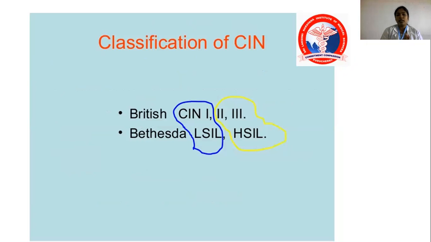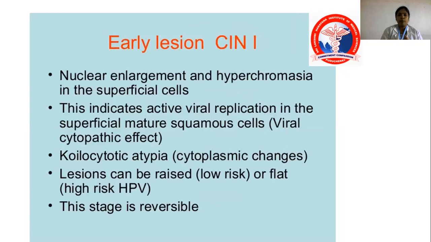So as I told you earlier, the CIN1 is now called as LSIL. The CIN2 and 3 is called as HSIL. What is CIN1? There is nuclear enlargement and hyperchromasia in the superficial layer, that is only the top 1/3 of the squamous epithelium is involved. Upper 1/3 is only involved. There is light nuclear enlargement and hyperchromasia. This indicates active viral replication in the superficial mature squamous cells.